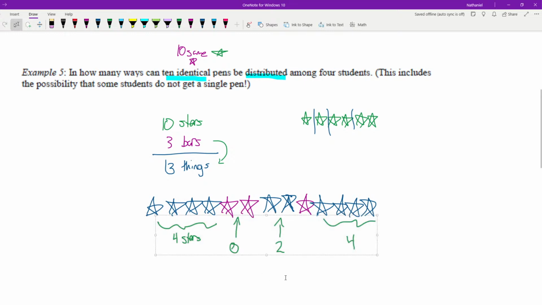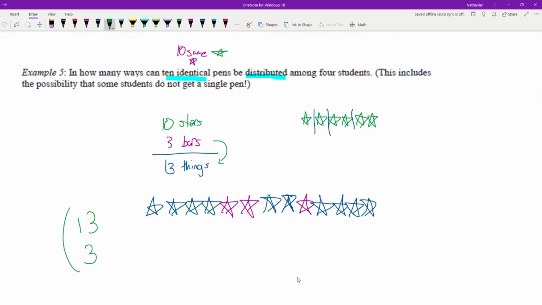Okay. So the math there is that we have 13 things and we have to choose 3 of them to be special. And you might see it like this, 13 choose 3, but it's 13 factorial over 13 minus 3 factorial, put a little bracket there, or 13 times 12 times 11. Okay, which is what?